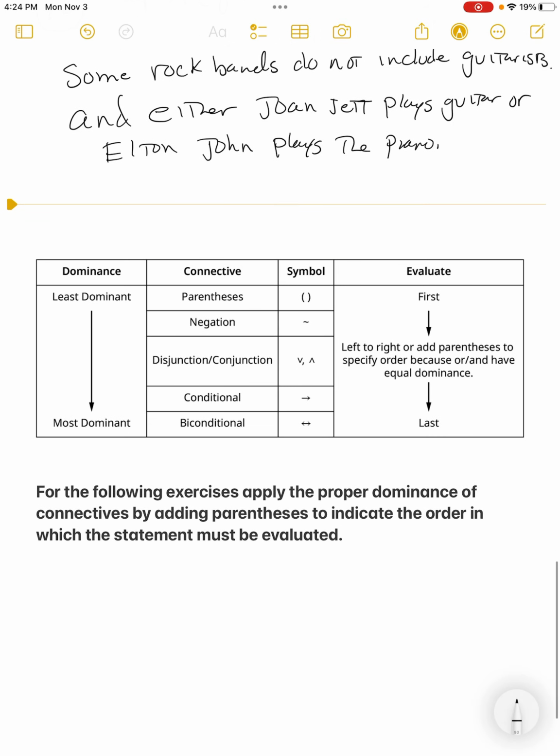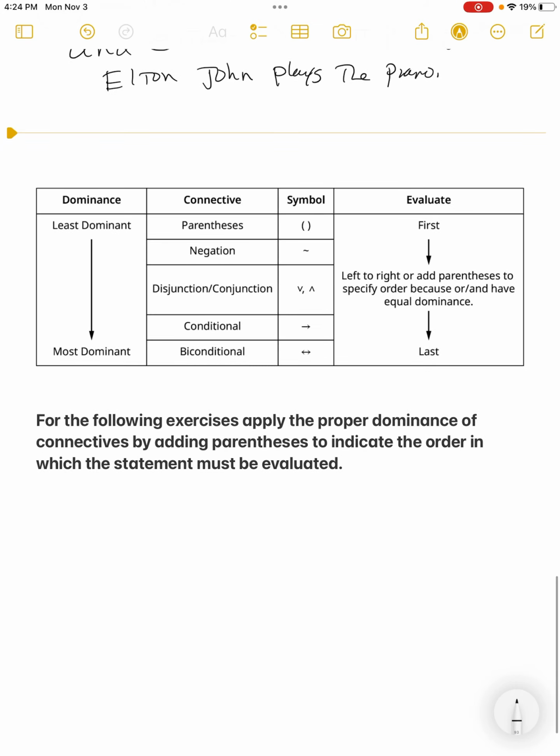So I think I mentioned before that there is a dominance, right? So it's basically an order of operations. And so parentheses come first, then negation, then, and it has here first to last, then conjunction, disjunction, then conditional, then biconditional. In the following exercises, so the last part of the homework, it says this: for the following exercises, apply the proper dominance of connectives by adding parentheses to indicate the order in which the statement must be evaluated. So let's look at 26 and see what they're talking about.